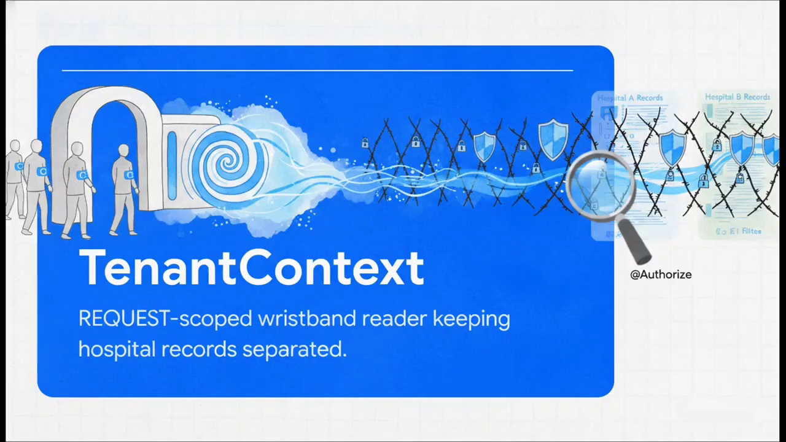Then, an automatic fence called @Authorize is silently applied to every single database query, hard-coding a strict filter for that exact wristband ID. By stamping the wristband, reading it on a per-request basis, and automatically fencing the queries behind the scenes, we create a foolproof defense that prevents cross-hospital data leaks even if someone maliciously tampers with a GraphQL query.